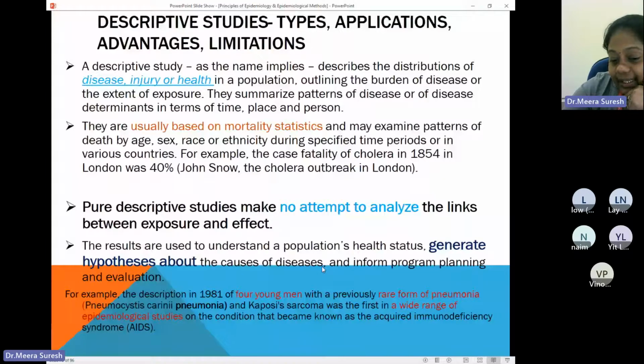So they were previously very healthy people, and they suddenly developed a rare form of pneumonia, which is exactly Pneumocystis carinii pneumonia, a very common opportunistic infection in case of AIDS patients, and also Kaposi sarcoma. So that led to the epidemiological studies, and then the researchers were able to find out that a disease called AIDS was existing. So this was the first clue, the first conditions that led them to AIDS.